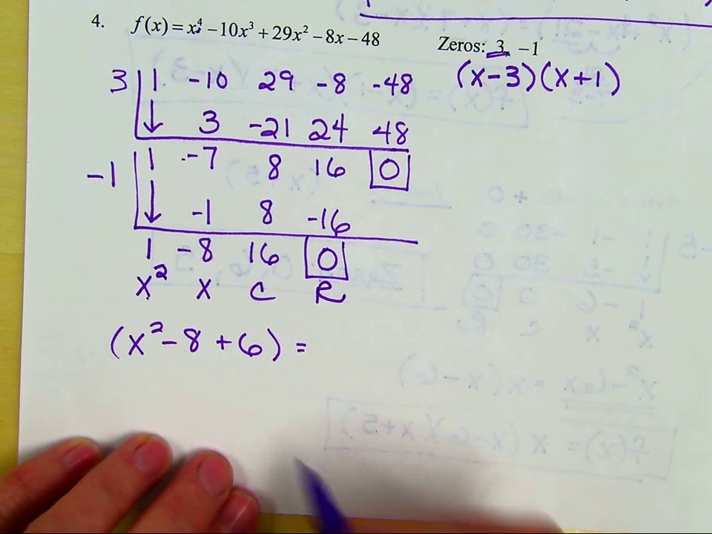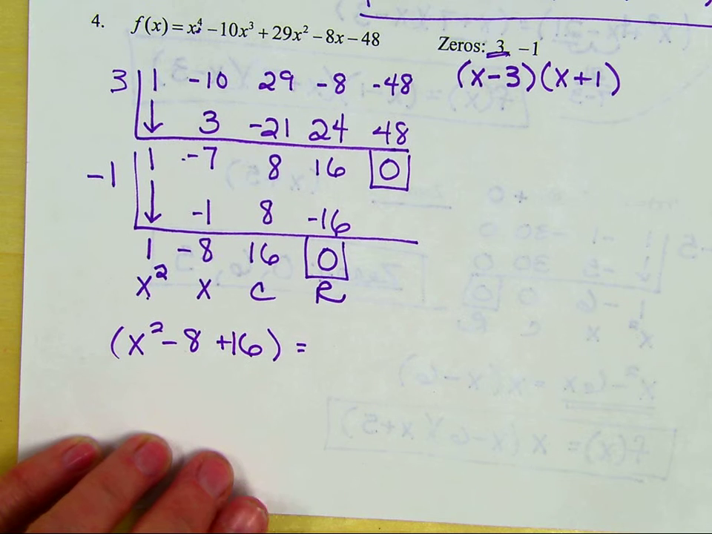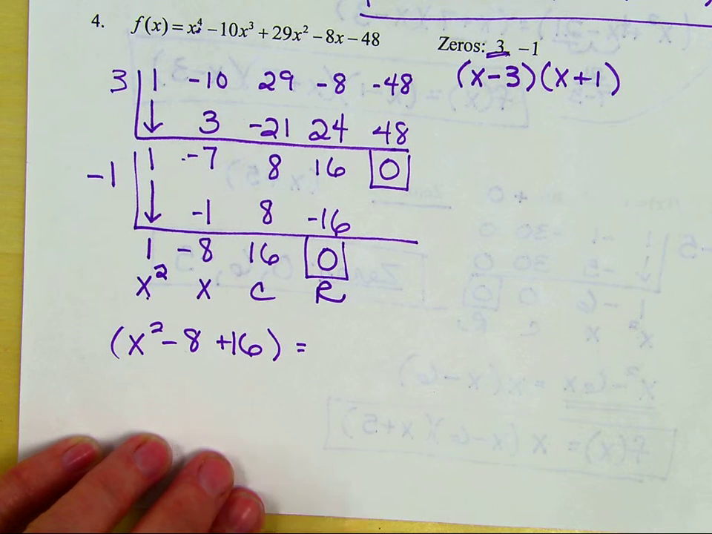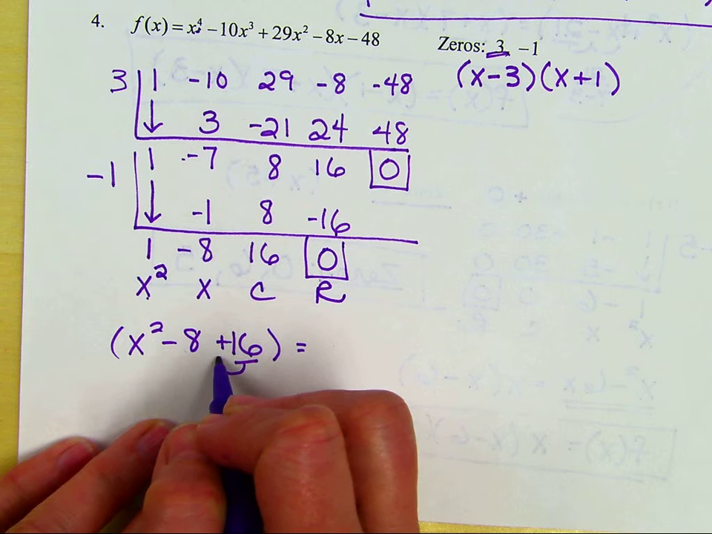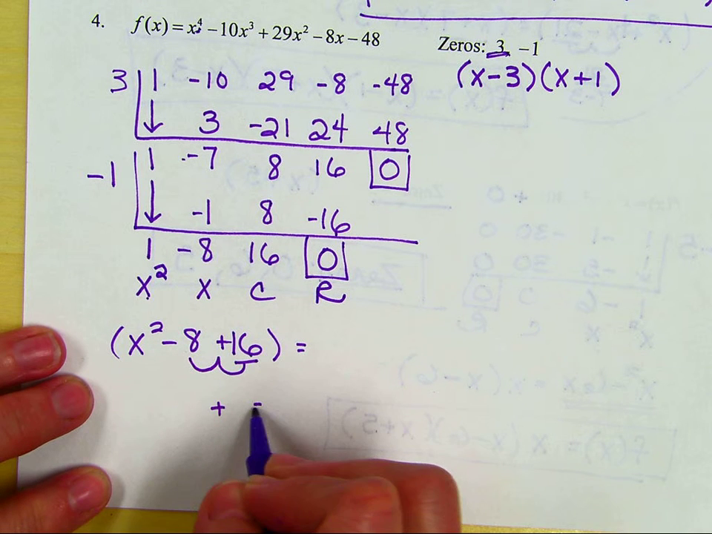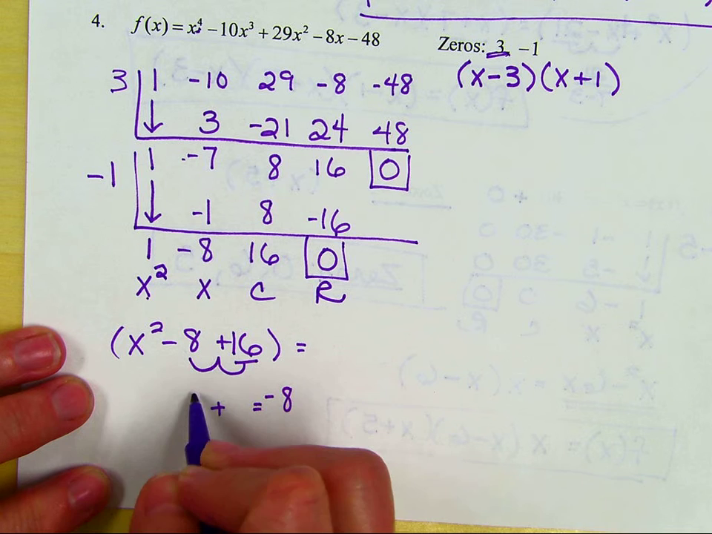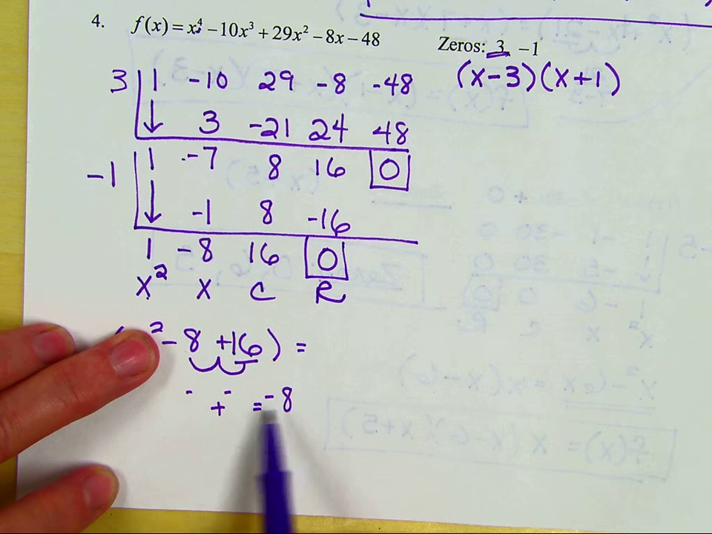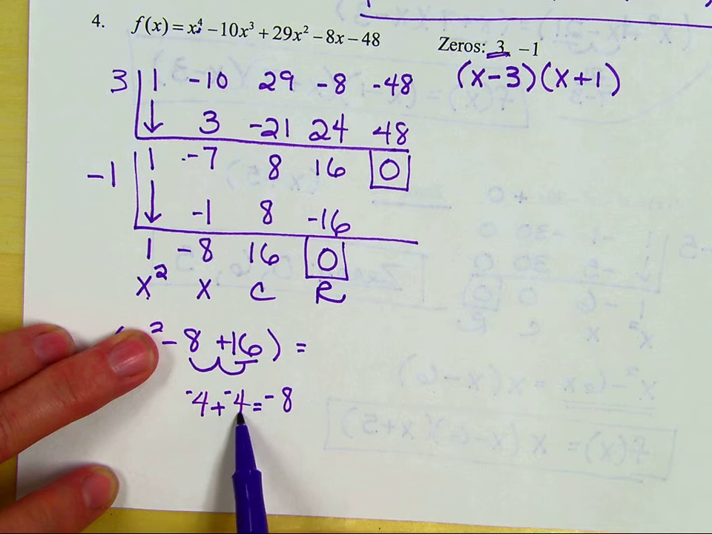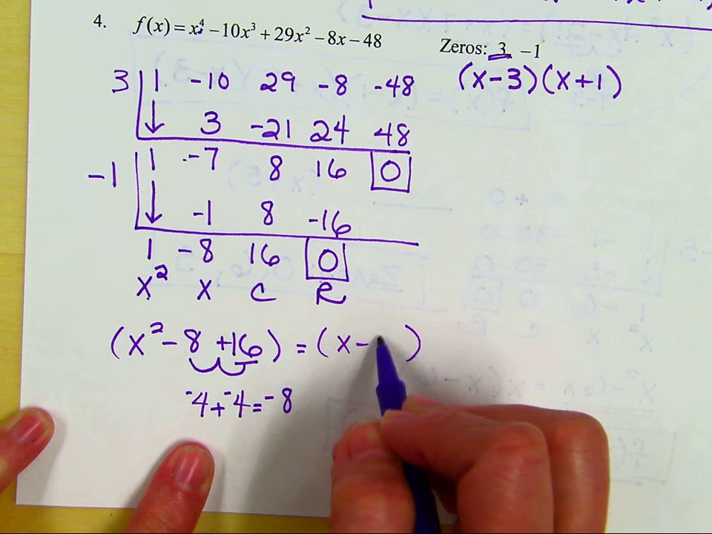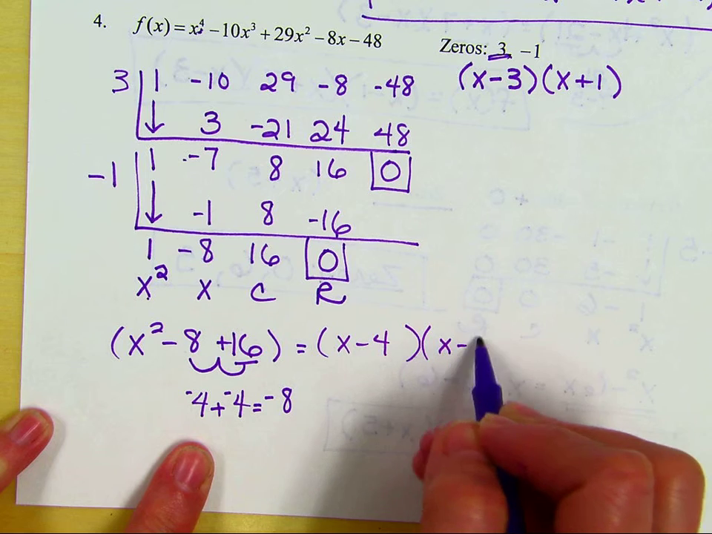Oops, that should be a 16. Make sure you fix that. That should be a 16. So what are the factors of 16 that add to negative 8? If they're going to add to be a negative 8, they have to both be negative. So the factors of 16 that add to 8 are 4 and 4. So I've got x minus 4, x minus 4.